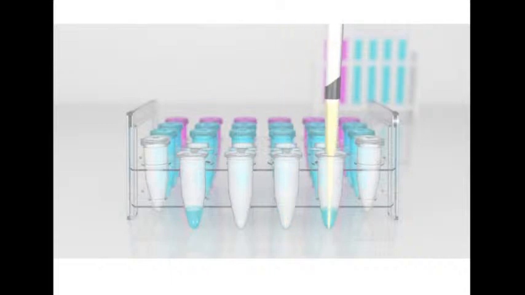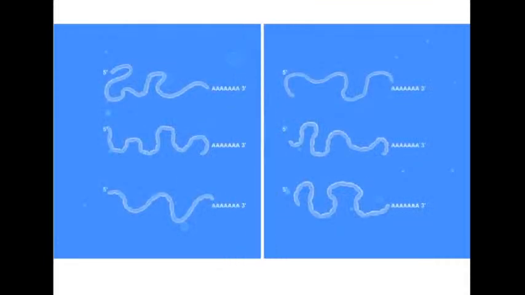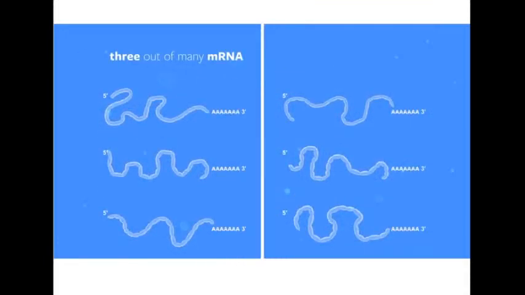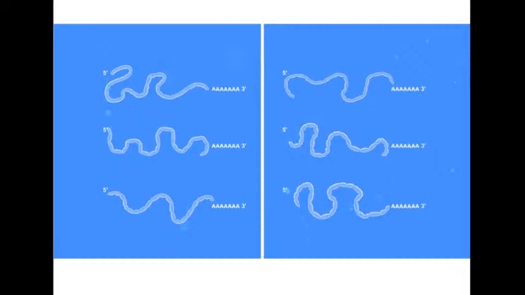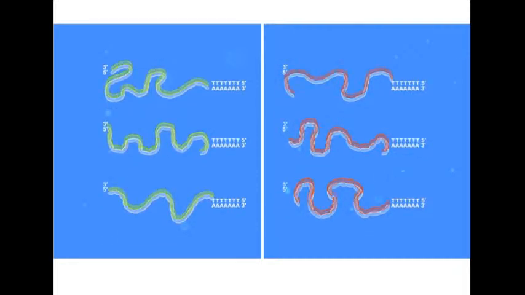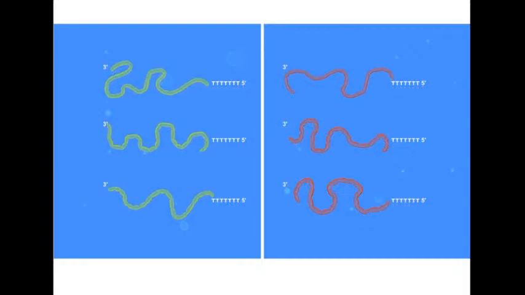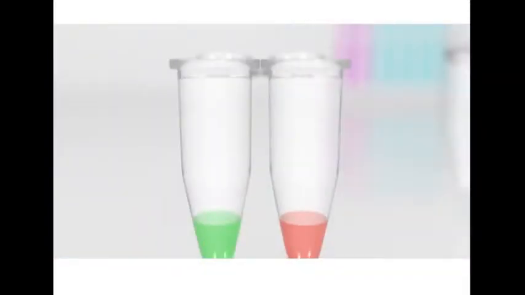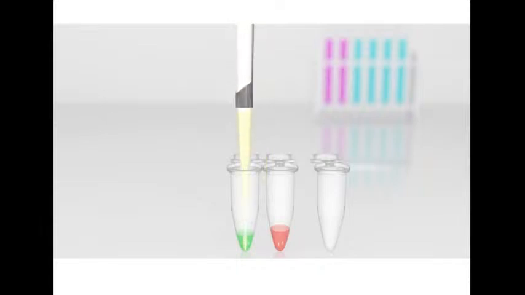Now, let's make the cDNA from the mRNA. Here we see 3 of the many mRNA molecules from each tube of cells. Each mRNA is converted into red or green colored cDNA. When the colored cDNA is made, the mRNA degrades. Then we combine the red and green cDNA, mixing both colors into a single tube.